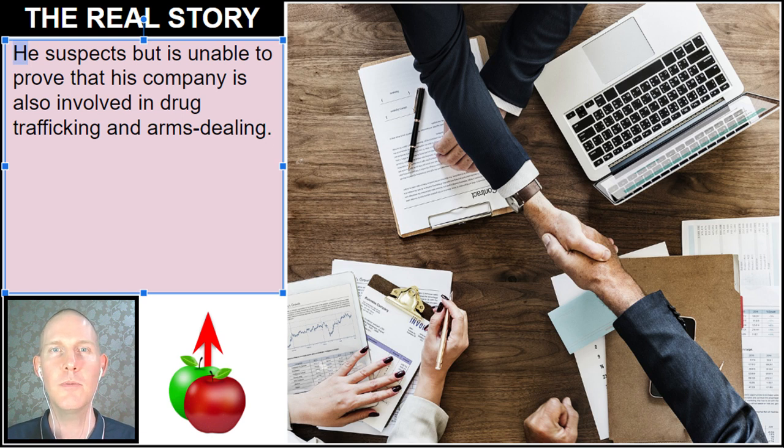So he is going to be the investigator, the government investigator. He suspects, he thinks, he's not quite sure, but he has a strong idea. He suspects that something is happening. But he's unable to prove that this company is also involved in dealing with drug trafficking and arms dealing. Arms dealing, we're talking about selling weapons, selling machine guns, selling bombs, selling stuff like that. So he has information, maybe it's not strong information, but he thinks it, he suspects it, but he's unable to prove it. He's unable to show it. All right?